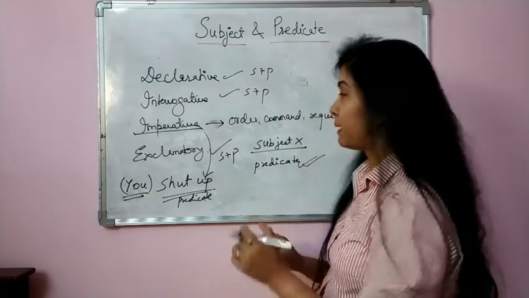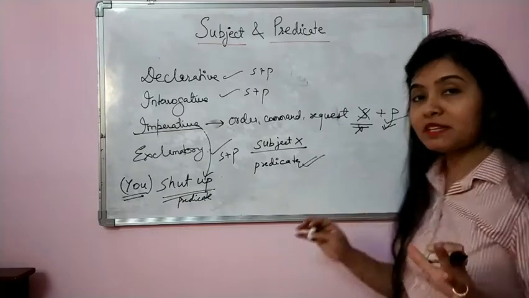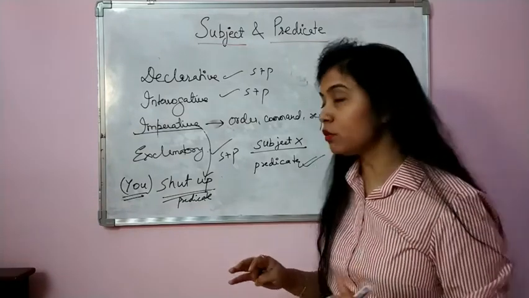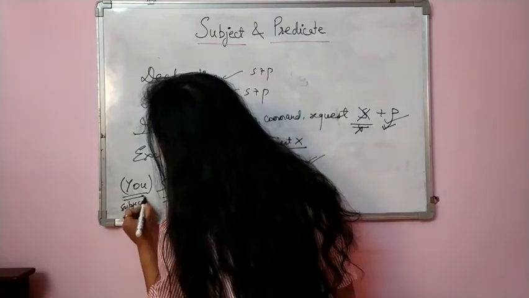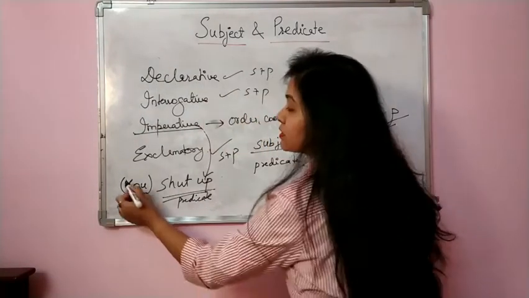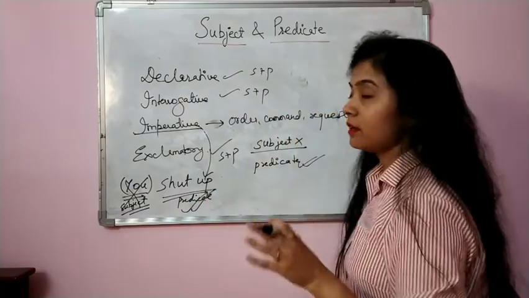It is not mentioned, only the predicate is mentioned. And please remember this is an exception to the rule. Bear it in your mind. This is the subject which is not written. Only this is written, this is spoken. Shut up.